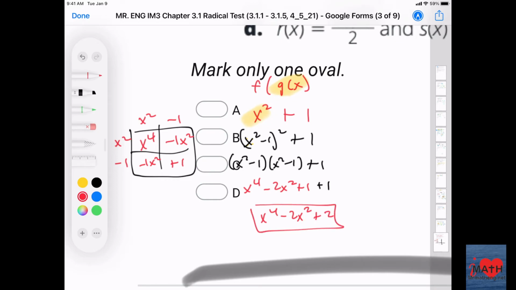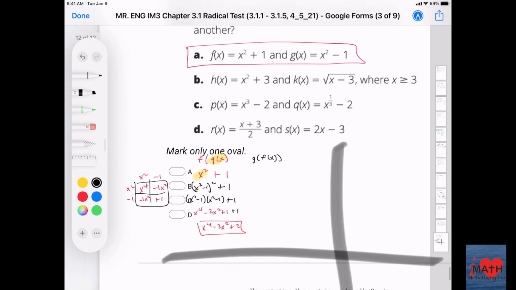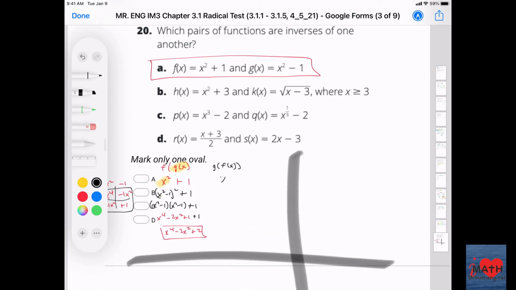Okay, let's see if it works the other way now, where if I put into my function g, instead of putting in x, I'm going to put in the f of x. So g is x squared minus 1. And now, instead of x, we are now putting in x squared plus 1. Do you see how that's your f value? And then that'll be squared minus 1.